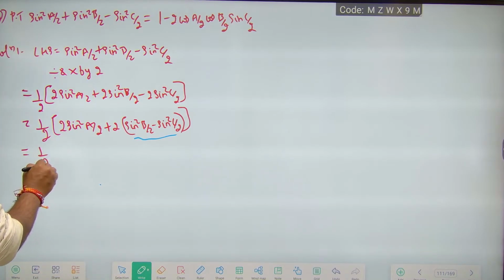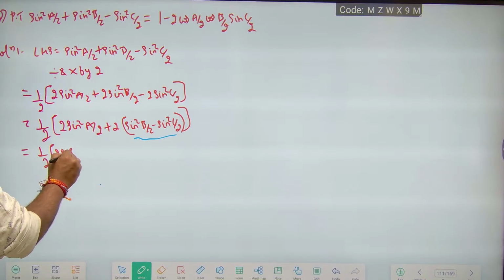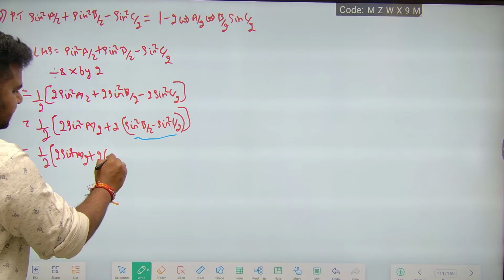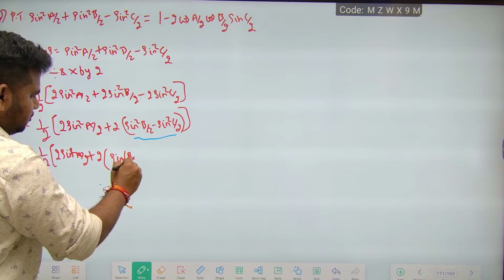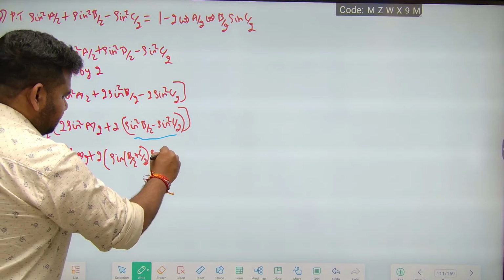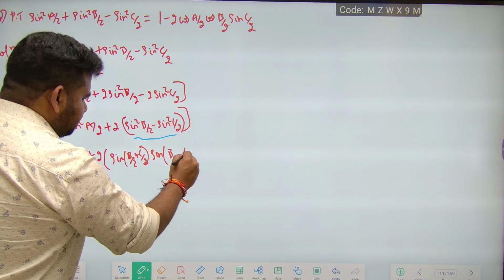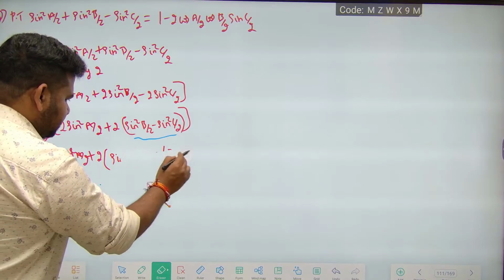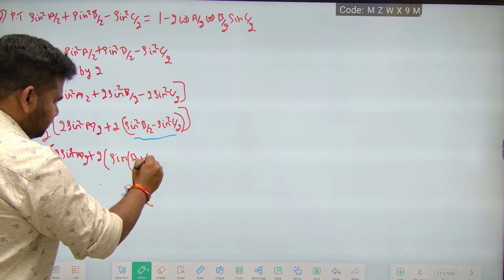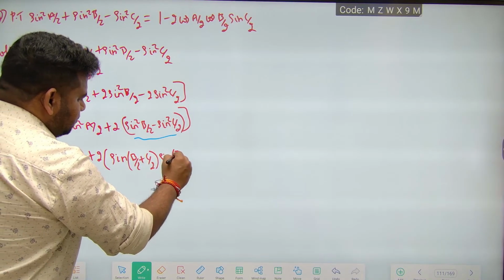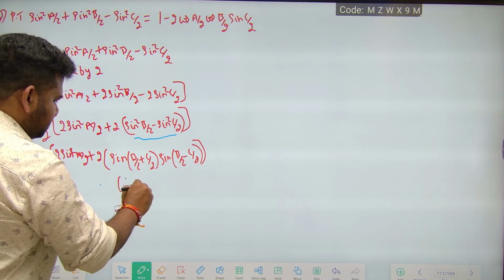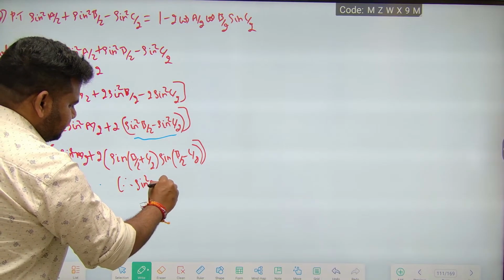This will be equal to 1 by 2 into 2 sin square A by 2 plus 2 into sin of A plus B, that is, B by 2 plus C by 2, into sin of A minus B, B by 2 minus C by 2, sin of B by 2 plus C by 2 into sin of B by 2 minus C by 2. That's it. So therefore sin square A minus sin square B is equal to what, friends?